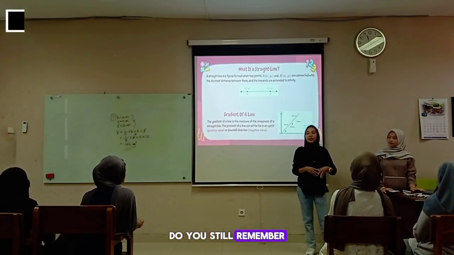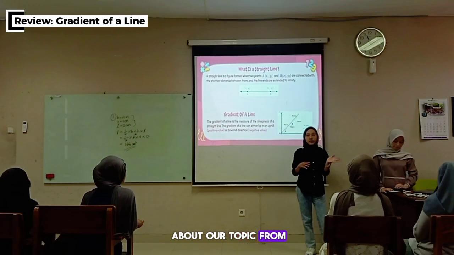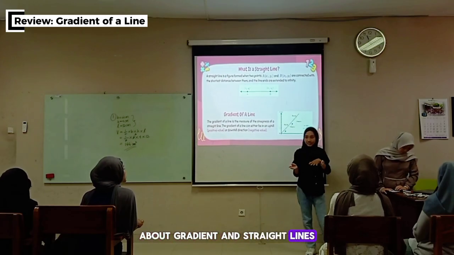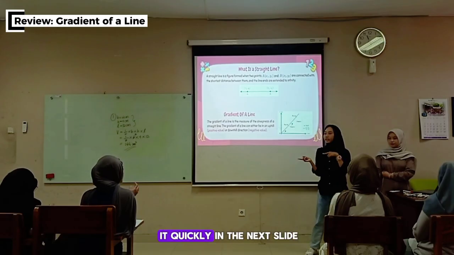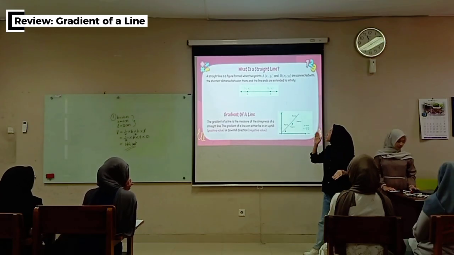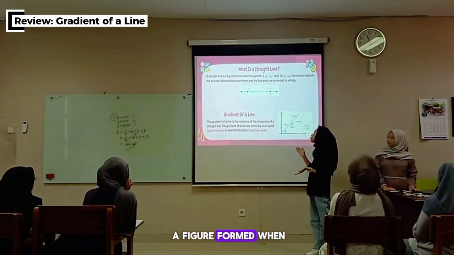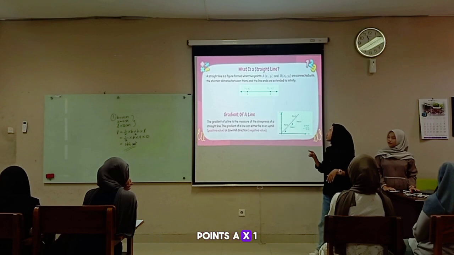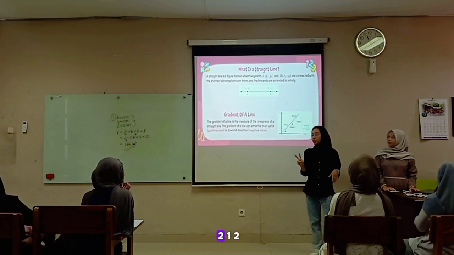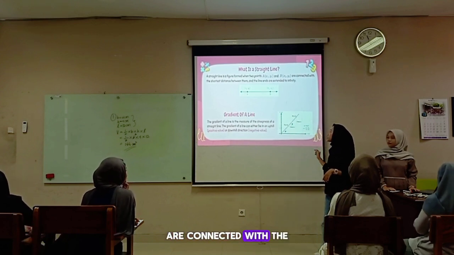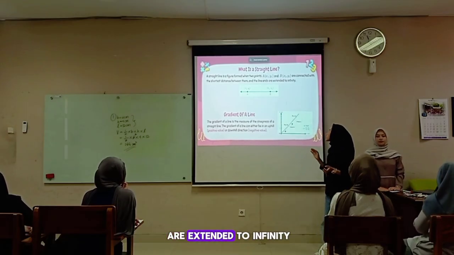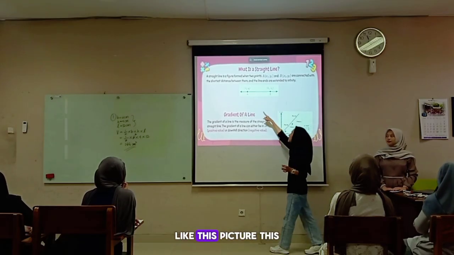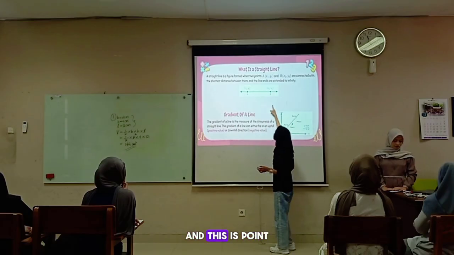Do you still remember our topic from last week about gradient and straight lines? No. It's okay. Let's review it quickly. A straight line is a figure formed when 2 points A(x1, y1) and B(x2, y2) are connected with the shortest distance between them, and the line ends are extended to infinity. Like this picture. This is point A and this is point B.